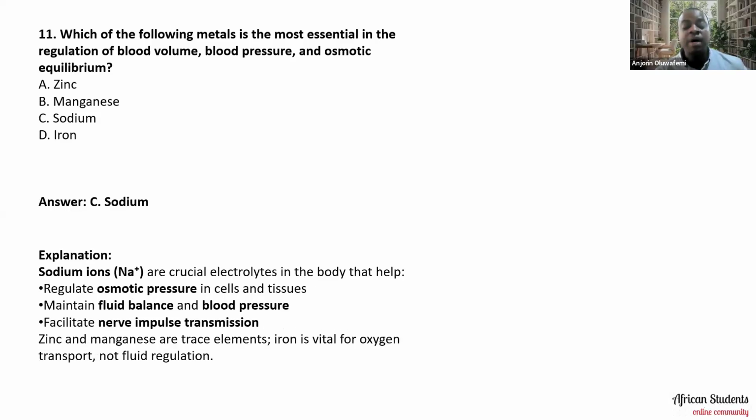The reason is because sodium ions are crucial electrolytes in the body that help regulate osmotic pressure in cells and tissues. To maintain fluid balance and blood pressure, sodium ion is also very important. It also helps in facilitating nerve impulse transmission. Zinc and manganese are trace elements. Iron is vital for oxygen transport, not fluid regulation. So that's the distinction. So the answer there is sodium. It helps in regulating blood volume, blood pressure, and osmotic equilibrium.